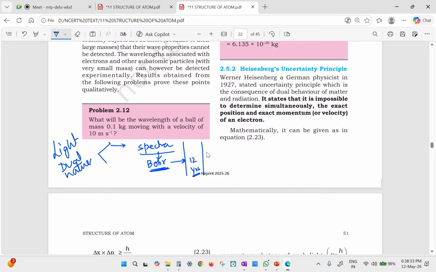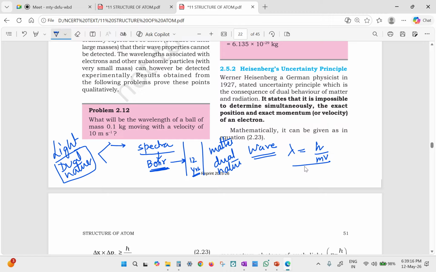What were the developments? Light should be treated as having dual nature, and even matter should be treated as having dual nature. That means whether an object is big or small, it has a wave-like character. But if it is large, the wave character is negligible. If it is very small, like an electron or a dust particle, then the wave character is prominent, and the wavelength exhibited by it will be equal to h upon mv.